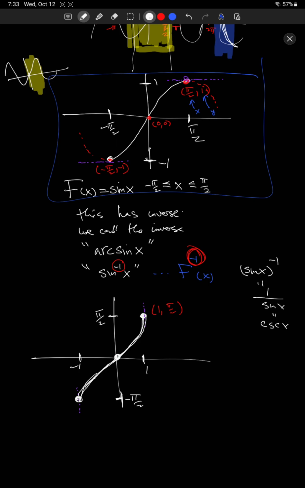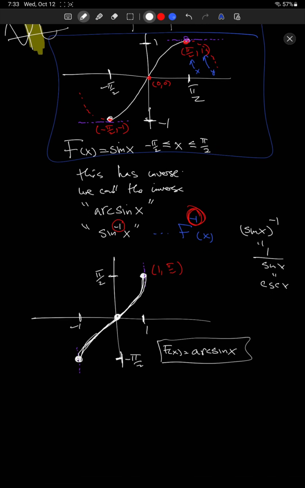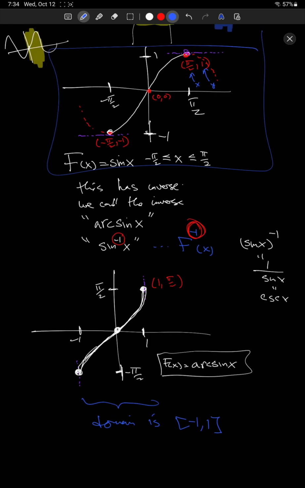All right, so this is arcsine of f of x equals arcsine of x. Okay, a couple things to note. Look at my domain. Domain is minus 1 to 1, right? And that, of course, is the range of my original function because x and y are swapped. So domain and range are swapped, all right?